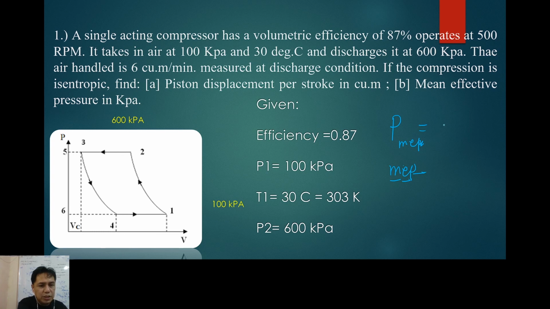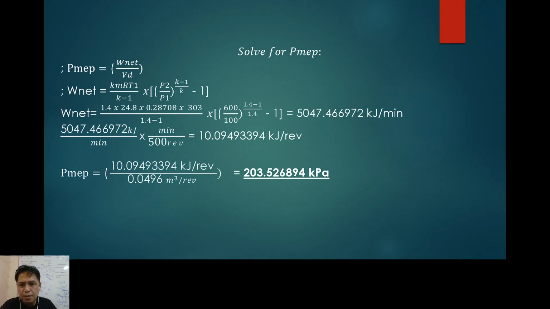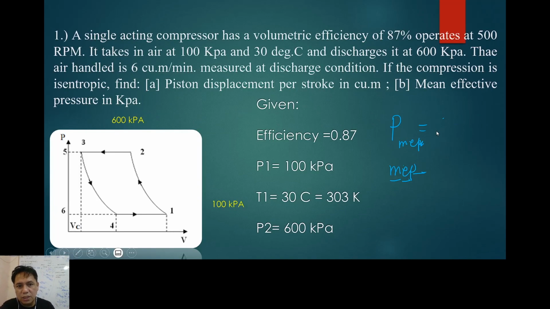Now, this one, pressure is what? How do you define the pressure? So how do you get the pressure? So the pressure can be computed with this formula. So work is PV. Let me discuss so that later you will be kind of clear about this. So if this is the pressure, the work of compression, work net, is pressure times volume.